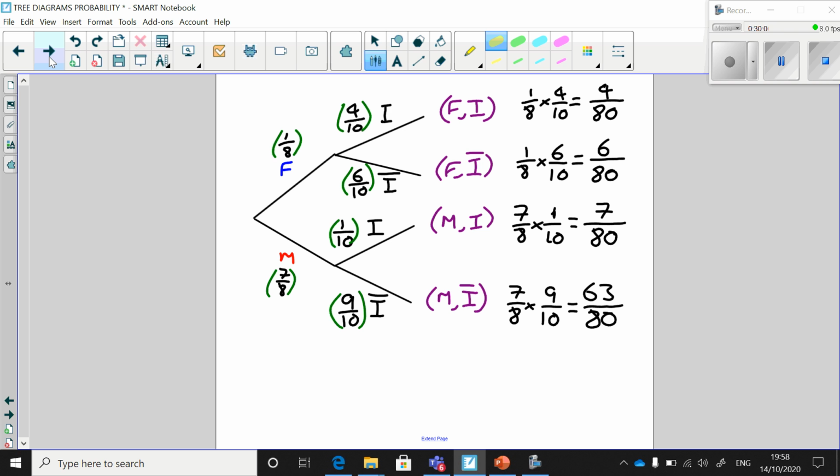So can we just add these together? 63 and 7. I'm just going up from the bottom here. Is 70. Add 6 is 76. Add 4 is 80. So I've got a grand total of 80 over 80, which is indeed 1. Okay.